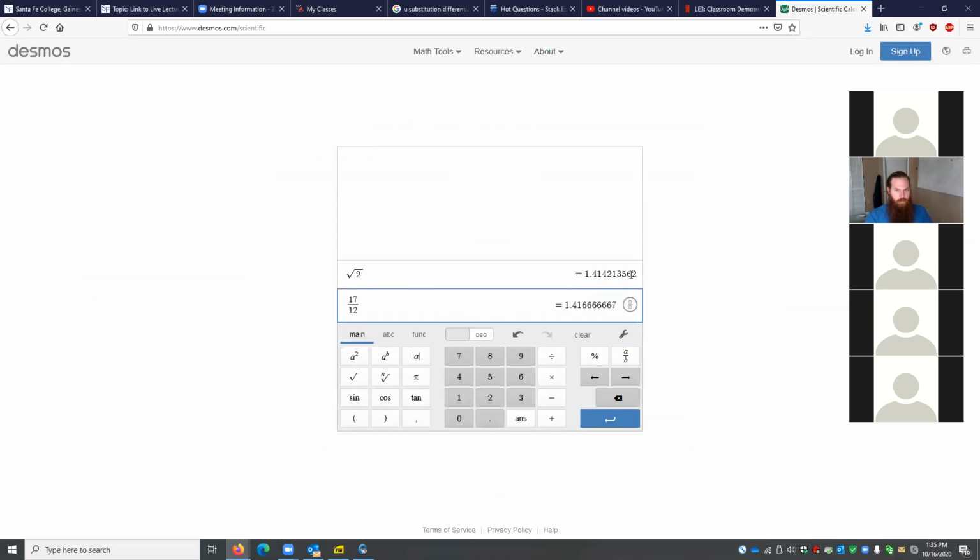17 over 12. Not too shabby. First 3 decimal places are exactly correct. Square root of 2, 1.4142, blah, blah, blah. 17/12, 1.4166666666. So you get the first 3 decimal places of root 2 correct. And in the next decimal place, you're only off by a little less than 2 1,000ths. So here you're off by less than 2 over 1,000. That's 1 over 500. What is that as a percentage?